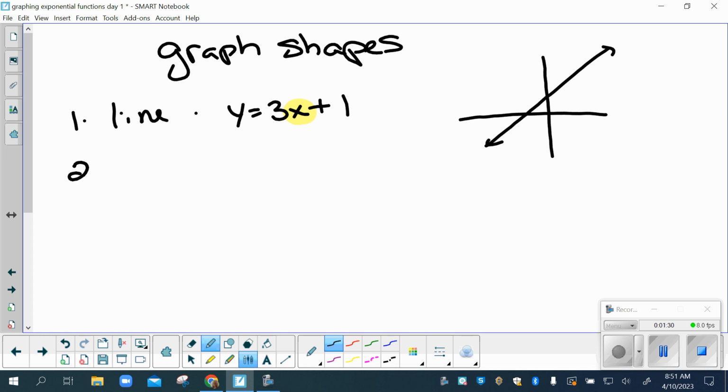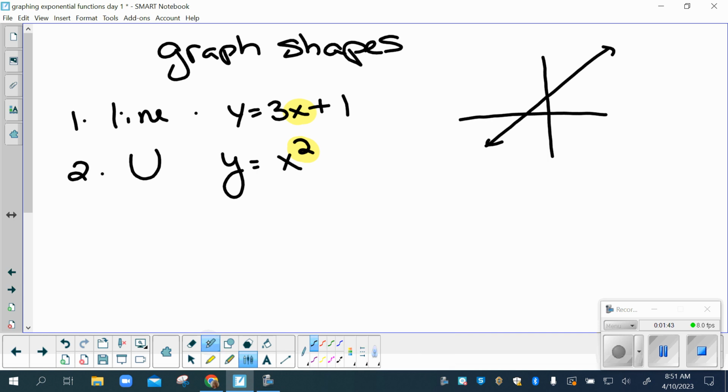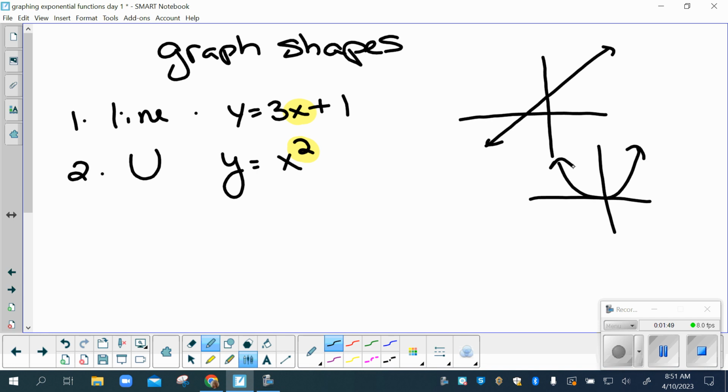The second thing we learned to do were the parabolas, or the U-graphs. And you know how we knew those were U-graphs? Because they had the x squared in them, right? The key on that one was this guy. Once we had that little squared guy happening, we knew, oh, that's a U, right? That's a U.